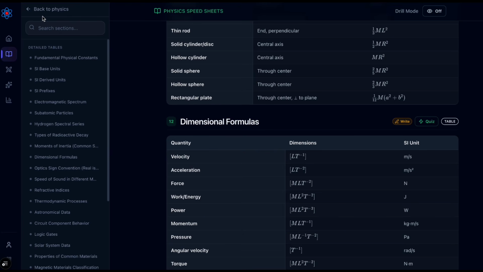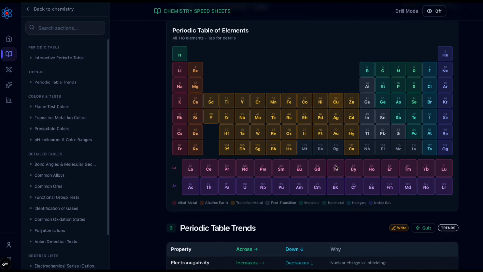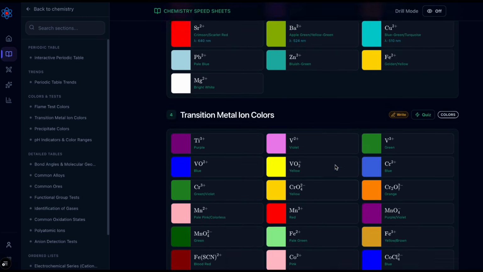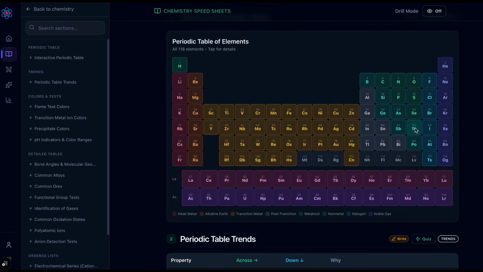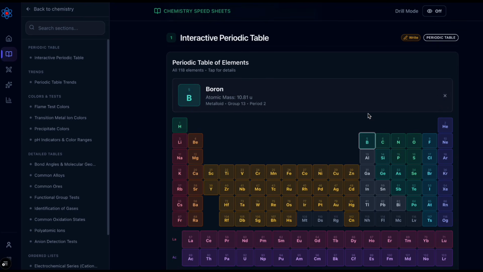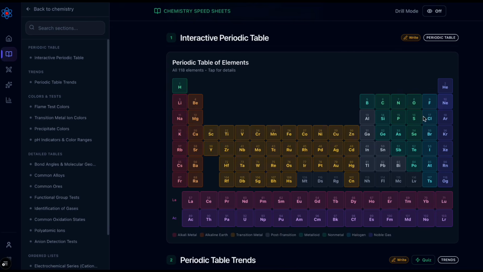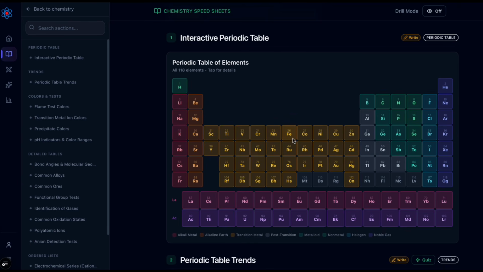I'm going to show you a different speed sheet so that you know it's not just for physics, it's for every subject. So if I go back and click on the chemistry speed sheet, I'm going to have what I need to know for chemistry. Most of the things here you have to write down because chemistry is a lot of trends, a lot of colors, and you have to know the complete periodic table and write the complete periodic table down. Yes, that is what it takes to do NSMQ. So the periodic table here is interactive. If I press on an element, it's going to tell me the name, the mass, the atomic mass number, and the group or period it is in. So you can just memorize the table in order and write it out, everything.